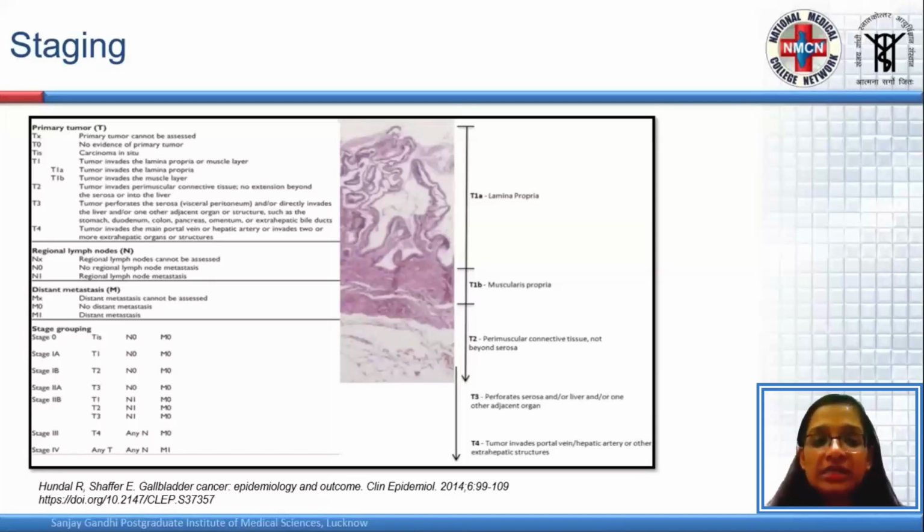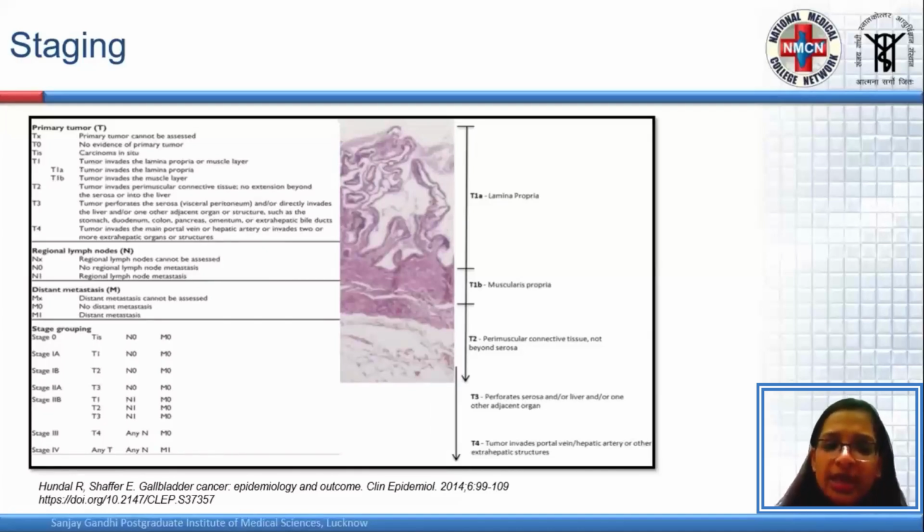T3 if it perforates the serosa or directly invades the liver or any of the adjacent organs, which include stomach, duodenum, colon, pancreas, omentum, and extrahepatic bile ducts. T4 if it invades the main portal vein, hepatic artery, or two or more extrahepatic organs or structures. NX is regional lymph nodes cannot be assessed. N0 is no regional involvement, and N1 is regional lymph node metastasis.